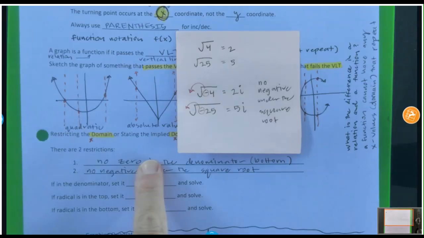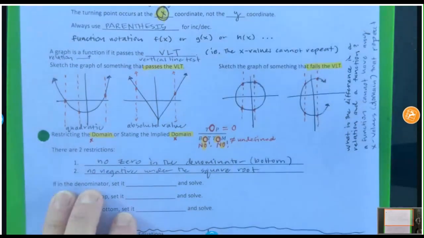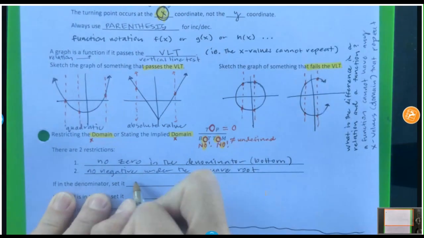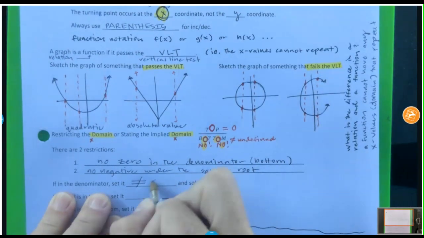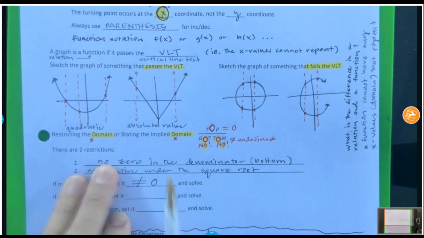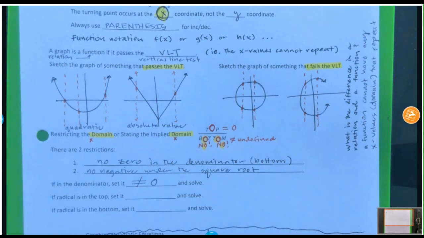Now, I'm going to just tell you this, and then we're going to practice it. So, number 1, if it is in the denominator, you set it not equal to 0, and you solve it. Why? Because of restriction number 1. We just said if it's in the denominator, it cannot equal 0. No 0 in the denominator. So, if it's in the bottom, we have to say, no, you cannot equal 0.